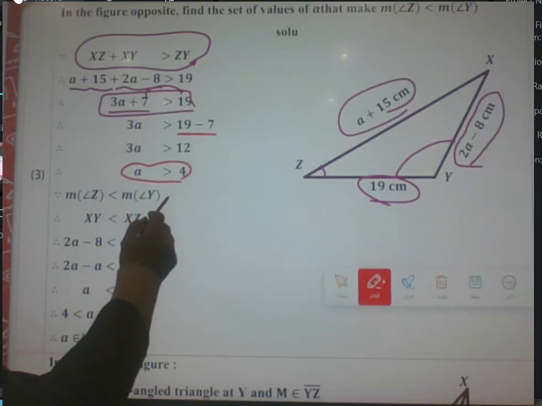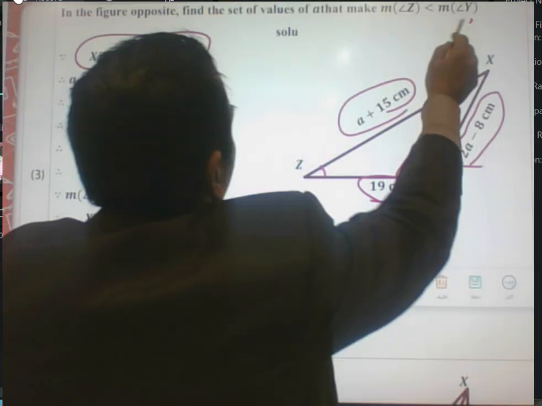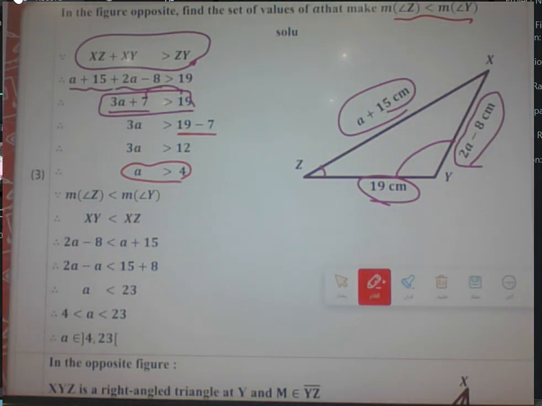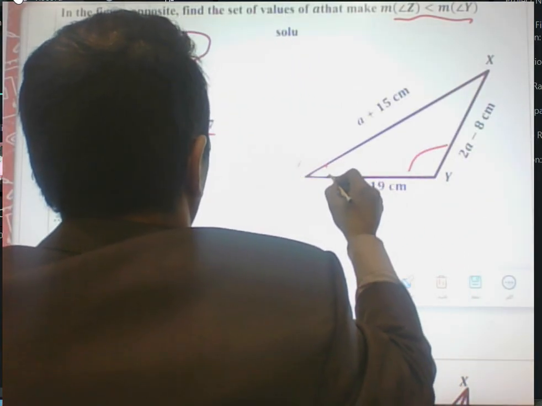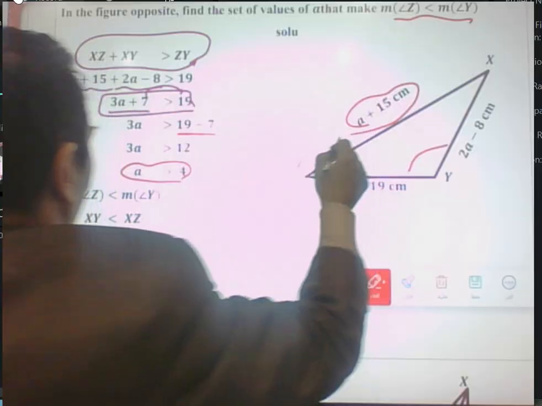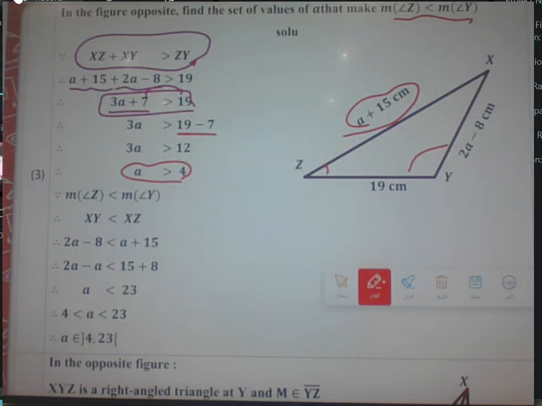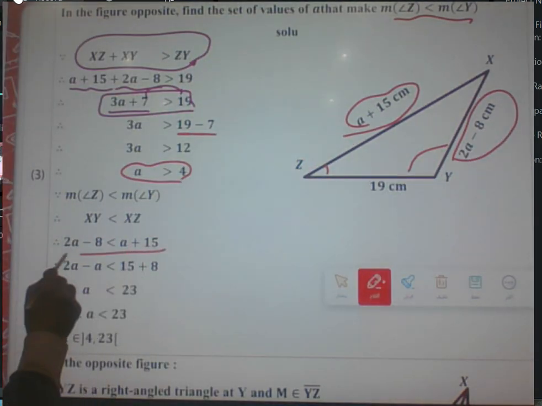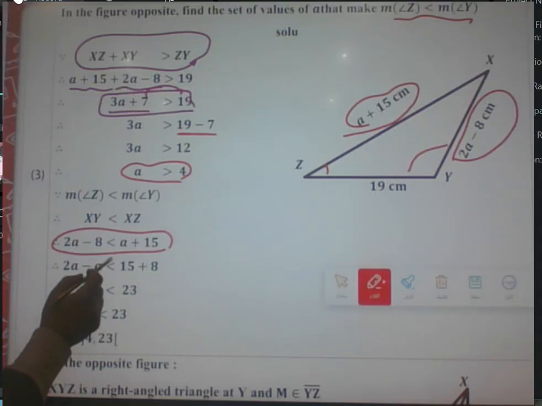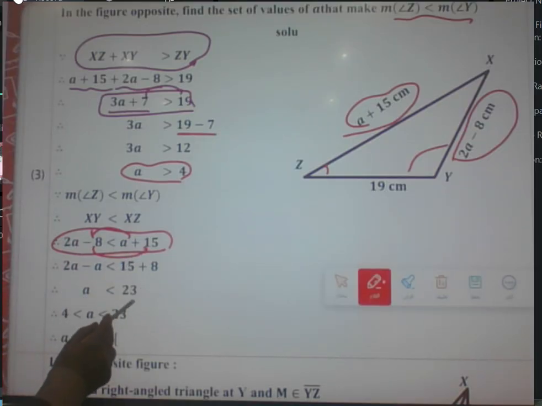And also we have the second relation here. He gives me the measure of angle Z is less than the measure of angle Y. So, the opposite side of this angle: the measure of angle Y is greater than the measure of angle Z. Then this side will be greater than the side 2a minus 8. Then 2a minus 8 is less than a plus 15. Then we can solve the equation. Move a from the left-hand side to the right-hand side, 2a minus a equals a, and move also negative 8. It would be 15 plus 8, which is 23, then a is less than 23.